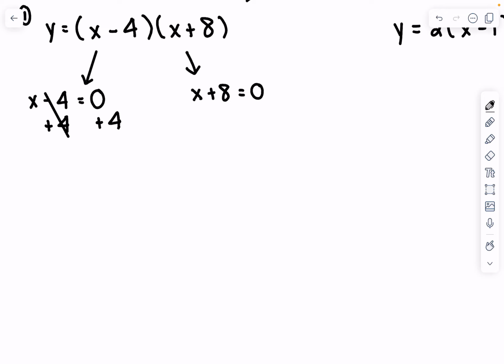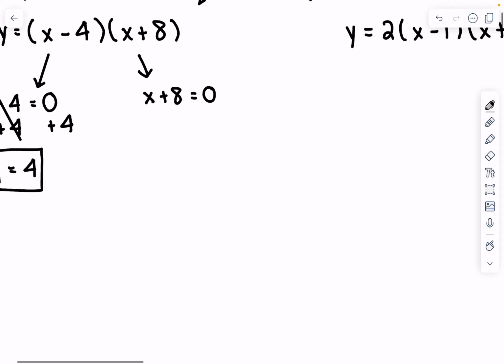Negative 4 plus 4 equals 0. And that will give you your first x-intercept. Okay, a positive 4. So take a second, try it on the other side. Okay, you can even pause if you want to.